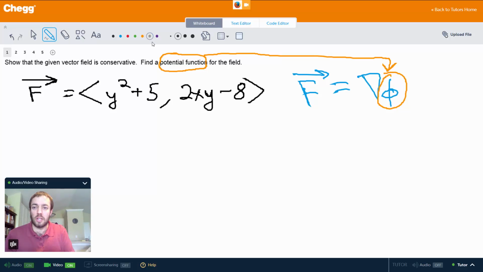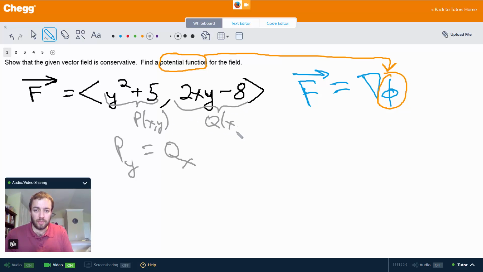So there's yet another way to characterize conservative vector fields, and that's going to be true if the partial derivative of p with respect to y is equal to the partial derivative of q with respect to x, where p is the first component, really p of x comma y, and q is the second component. So to show that f is conservative, we really only need to verify that this equality holds for all x and y. So let's go ahead and do that.